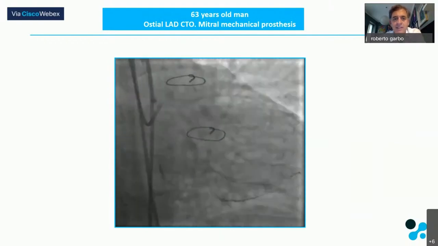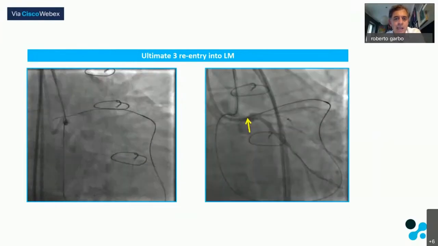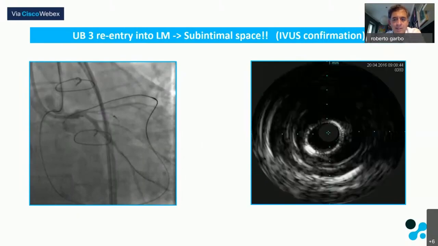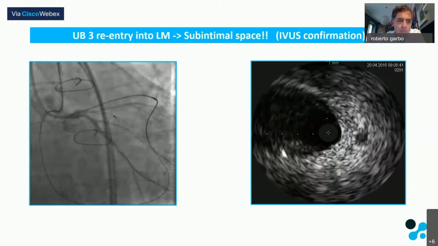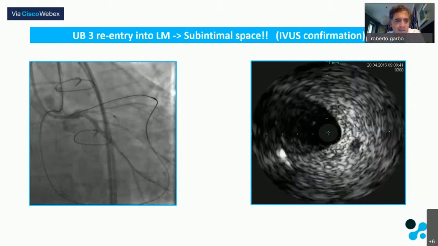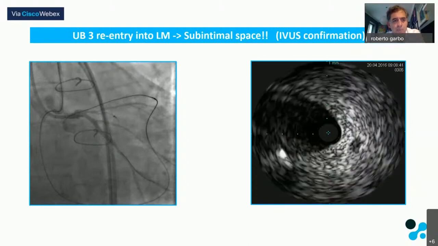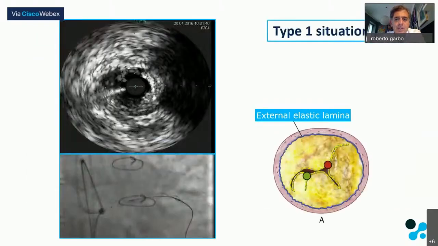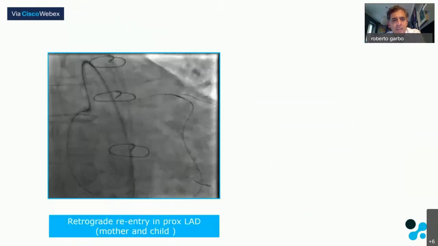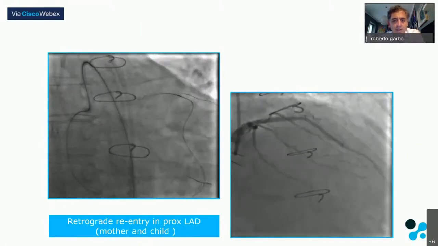This is, for instance, an ostial LAD CTO, which I was able to cross easily retrograde with Ultimate Bros, but putting IVUS in the left main is a very important step. The wire was completely subintimal in the left main. If you try to do this procedure without IVUS, you can have a great disaster. So my suggestion in ostial LAD CTO is to use IVUS and make the connection in the proximal LAD. This was done in this case with the reverse CART. This is a type 1 situation, re-entry with the Guideliner, and you can see the retrograde wire re-enter the proximal LAD.